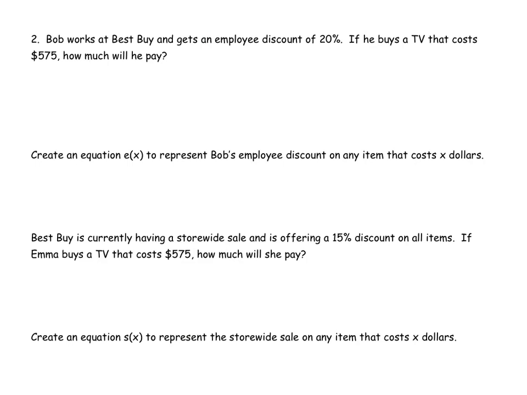Okay, so let's go through another example. Bob works at Best Buy and gets an employee discount of 20%. If he buys a TV that costs $575, how much will he pay? Here I want you to start thinking about not just 20% of $575. We can think of it as take the total cost minus 20% of that. But how much is he really paying if he's getting a 20% discount? Okay, 20% of 575 is 115. So the amount of money he's going to have to pay for this TV is $460.